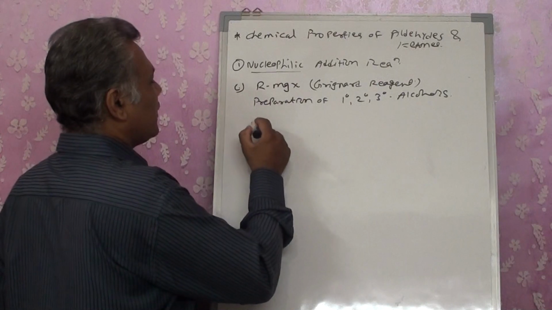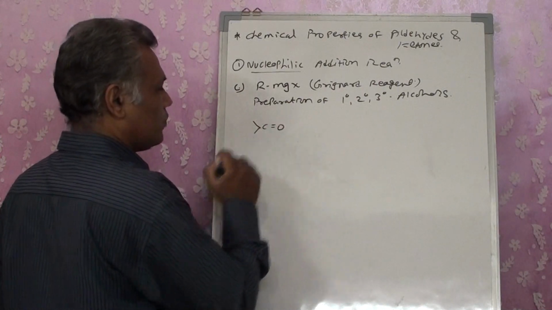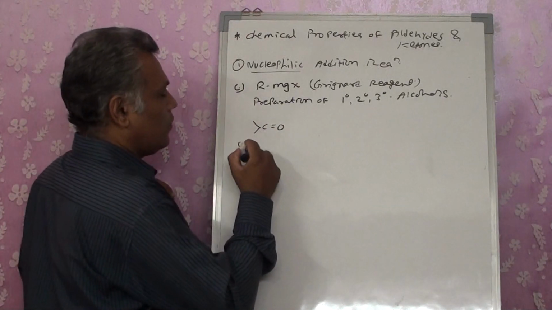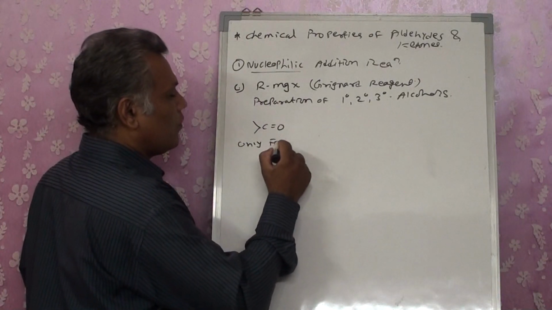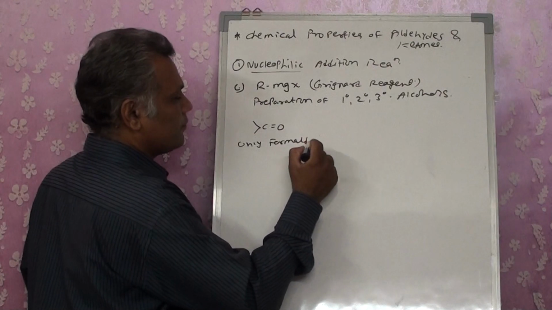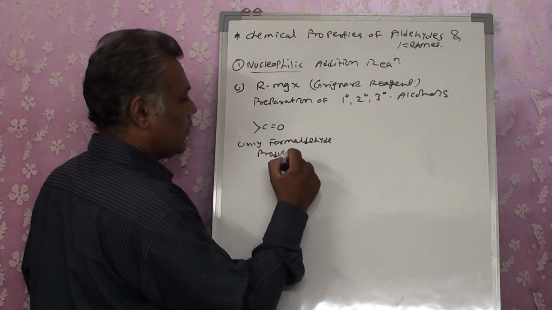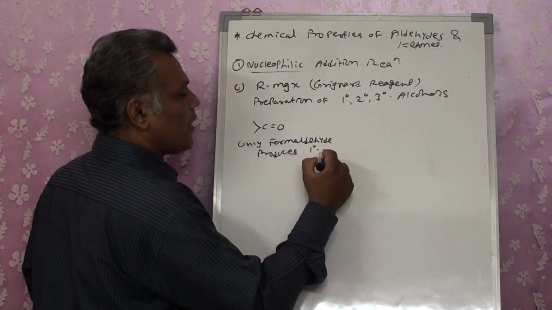If we have a carbonyl group, right? Now these particular reactions, only formaldehyde produces primary alcohol.